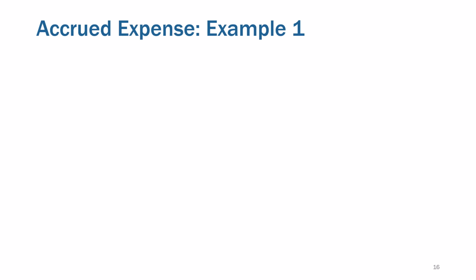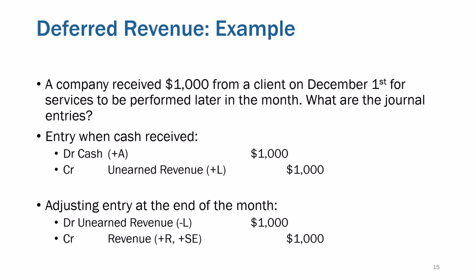So if we think about the three revenue examples before I move on, the first one just debited cash and credited revenue. That was the first example. That's the base example.